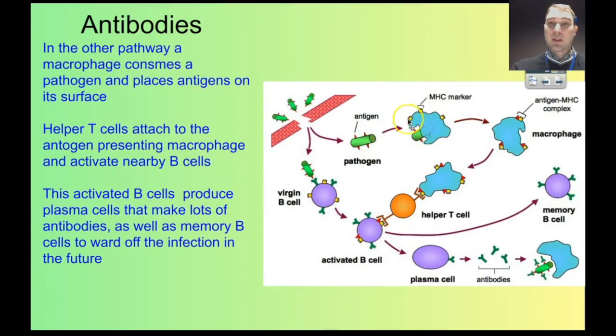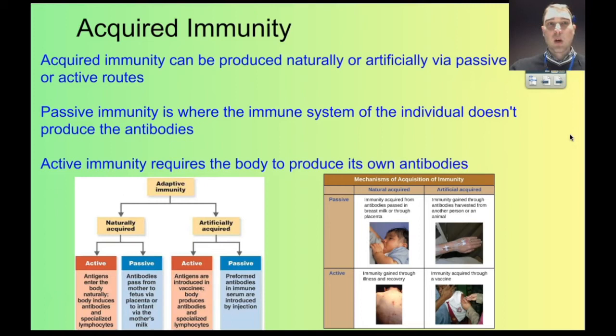In the second pathway, you have a macrophage eating the pathogen and then stripping off the antigens and placing them on the surface of the cell. That then bonds with a T helper cell, which we can see down here, and that helper T cell activates a B cell. And then again, the B cell produces memory B cells, but also plasma cells, which produce the antibodies in large amounts. So today we're going to go through acquired immunity in detail.